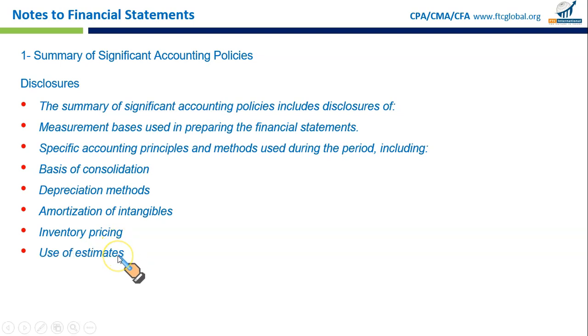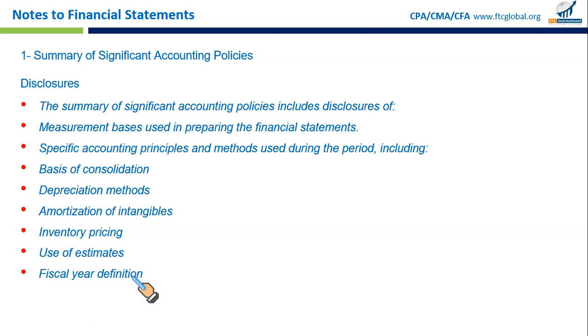Then, use of estimates. There are many situations where the company must make some educated guesses because the exact amount cannot be determined. For example, a company might estimate the amount they will lose on bad debts, so they need to disclose the policy related to uncollectible accounts. You may say something like this: estimates are made for doubtful accounts based on historical data and the economic conditions.